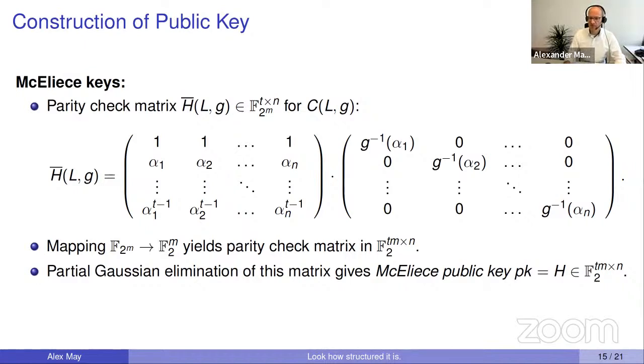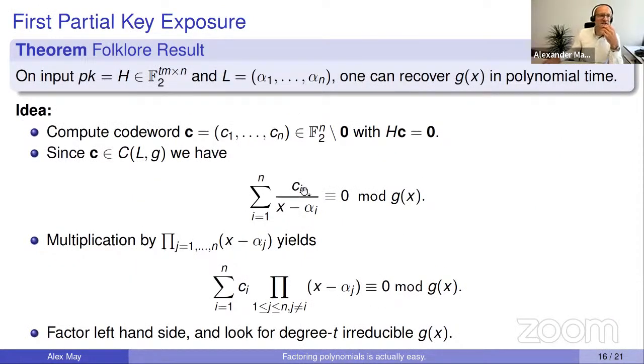Okay, so let me come to a first partial key exposure attack. It was never called such a partial key exposure attack, but it's very well known. If you look in the literature, this is cited several times. As usual in the crypto literature, you don't find proofs. And actually, together with Elena Kirshanova, we gave a first proof of that.